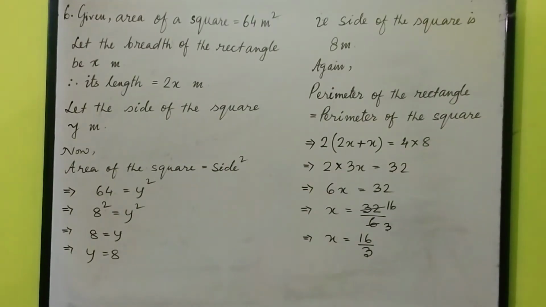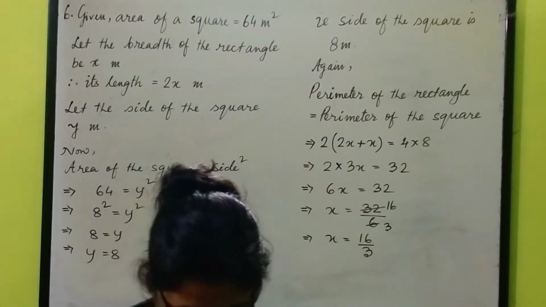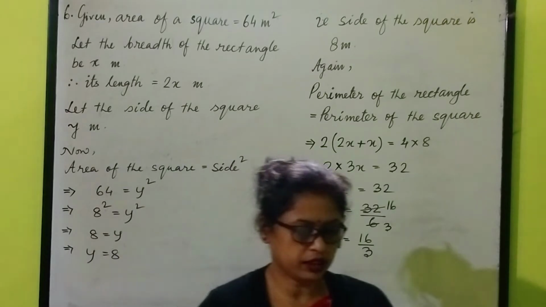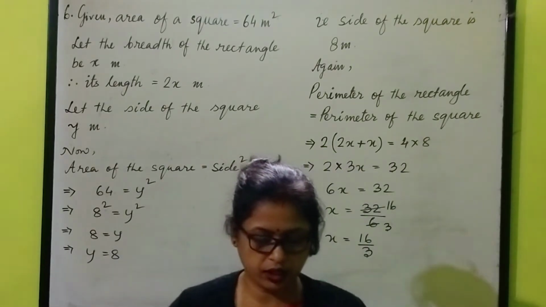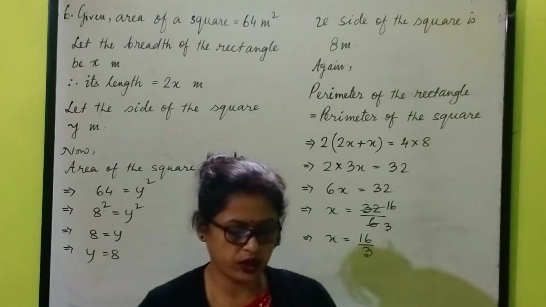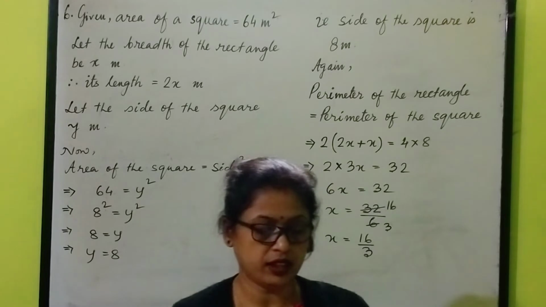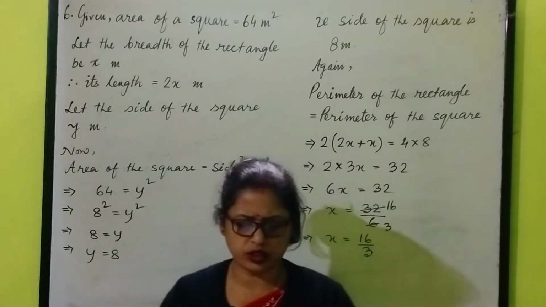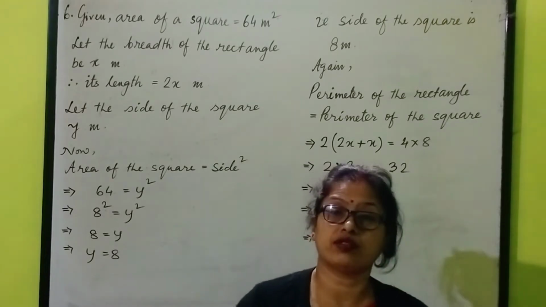Now see, my dear students, question number 6. The area of a square is 64 square meter. The length of the rectangle is twice the breadth of the rectangle, and the perimeter of the square is equal to that of the rectangle. Find the area of the rectangle.